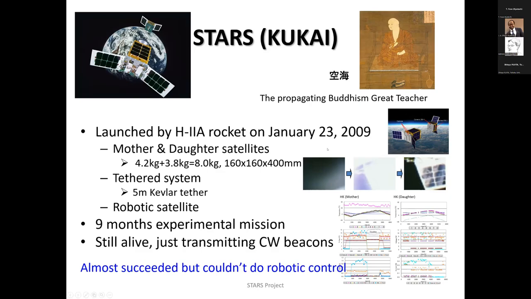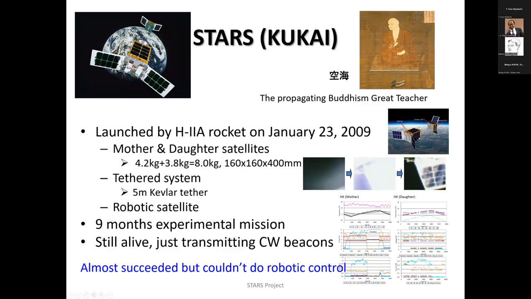And a 9 months experiment mission was performed. And this photograph shows the success of the mission. The daughter satellite has a camera here. So under the docking condition, this camera cannot take a picture because this surface and this surface are docking. And under the docking condition, the picture is black.